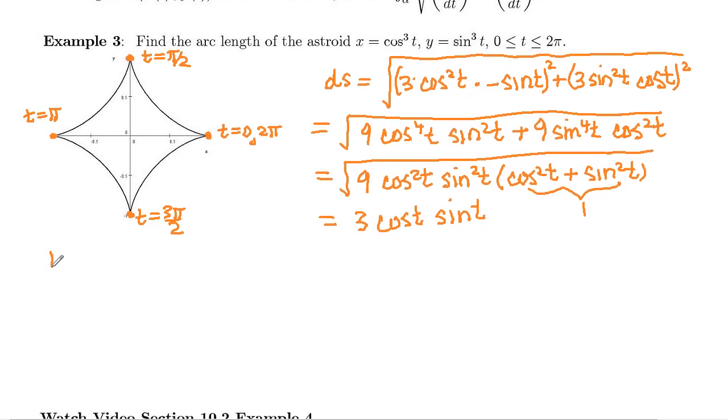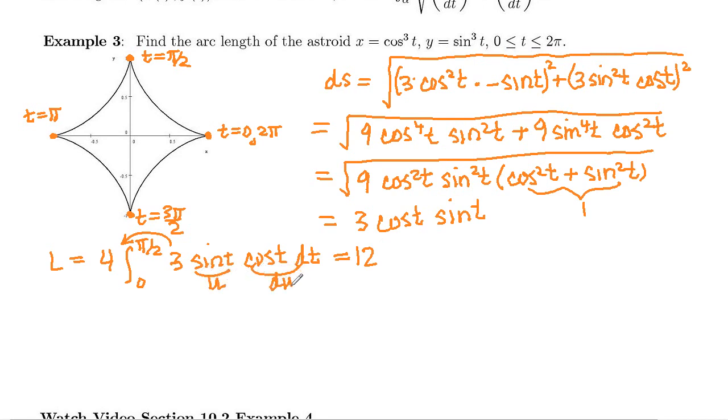So now our arc length here, let's do the integral from 0 to pi over 2. So that's going to be 1/4 of the arc length, and then we'll multiply by 4. And then we are integrating 3 sine t cosine t dt. So the 3 can come outside here with the 4. That gives us a 12 outside. And let u equal sine t, then du is going to be cosine t dt.